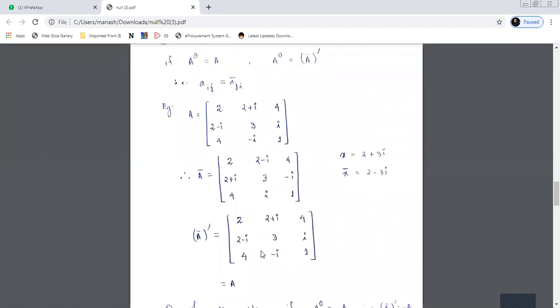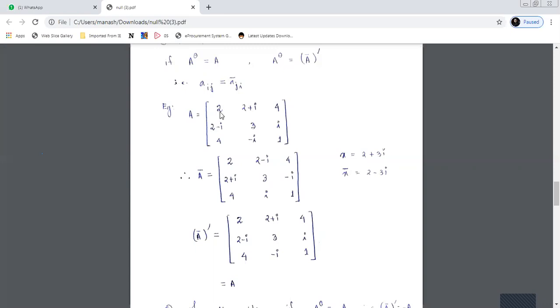Now compare this matrix with the given matrix A. See here, both of these two matrices are the same, is it? So A dash bar equals what you got? A. So that's why we can say this matrix is a Hermitian matrix. Okay. So now the main thing is, how are you able to know, after seeing the matrix, whether this matrix is Hermitian or not, or skew Hermitian? Actually, by seeing the matrix, we can directly say that this matrix is Hermitian or skew Hermitian.